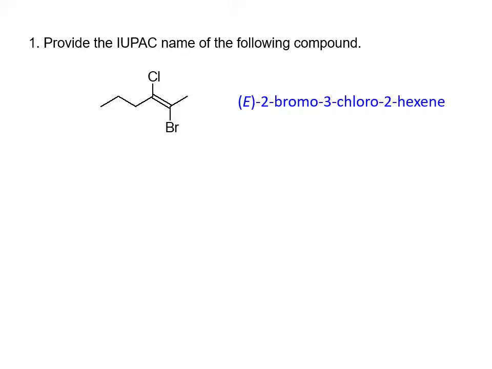It is E. The higher priority substituents, the 2 halogens, bromo and chloro, are on the opposite sides of the double bond, so it's E, 2-bromo, 3-chloro, 2-hexene.